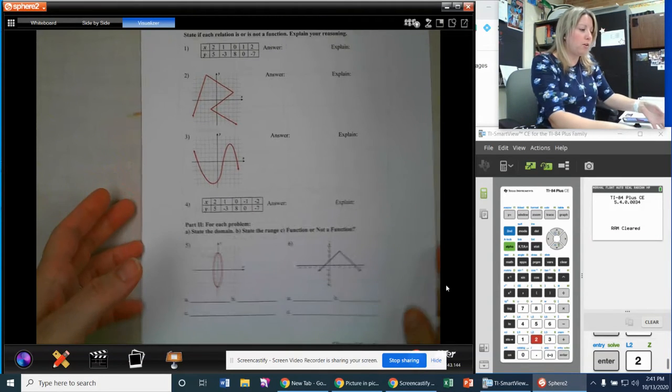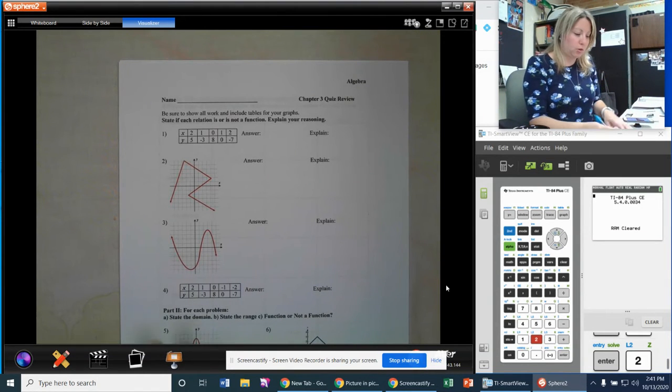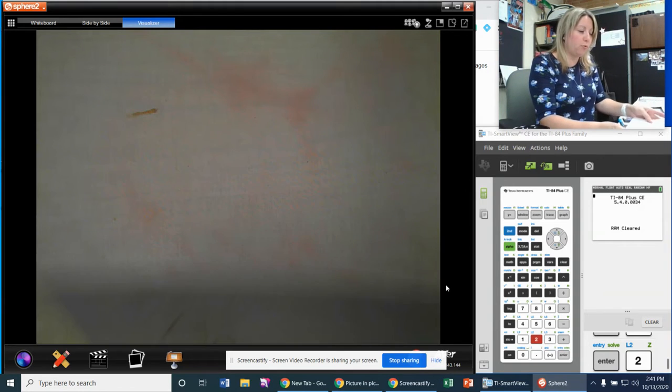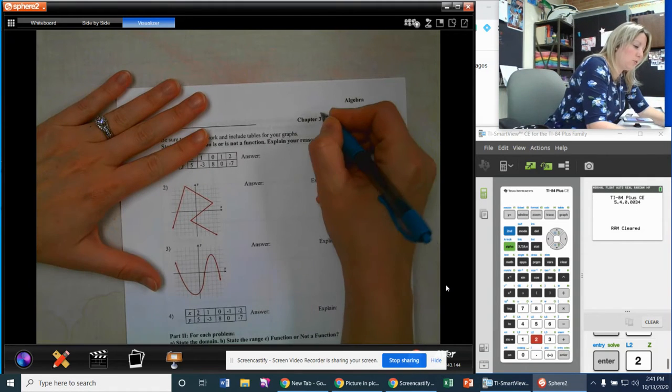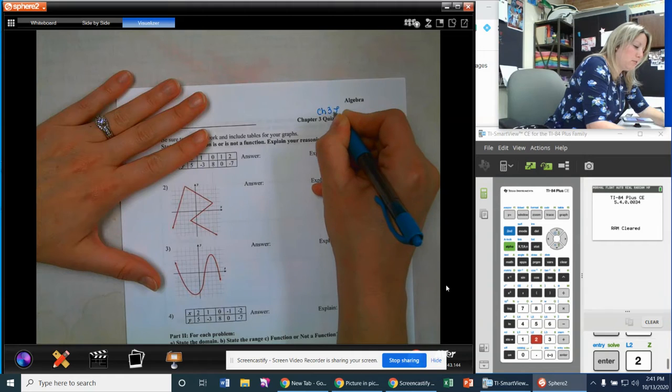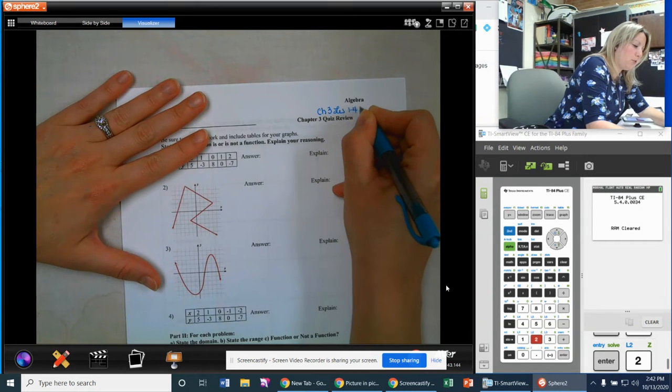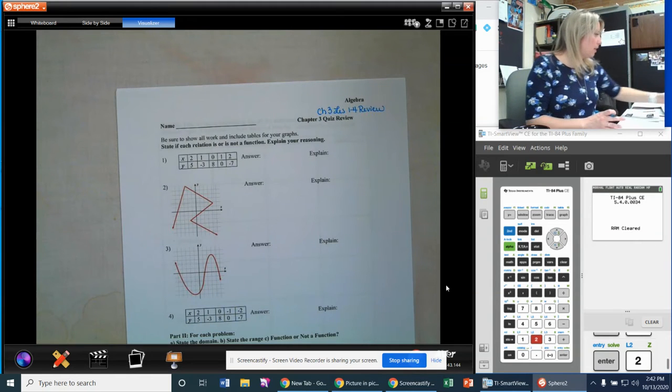Algebras. So welcome to your chapter 3 quiz review. It's on lessons 1 through 4 in chapter 3. So, chapter 3, lessons 1 through 4 review. Okay, that's what we're looking at here.